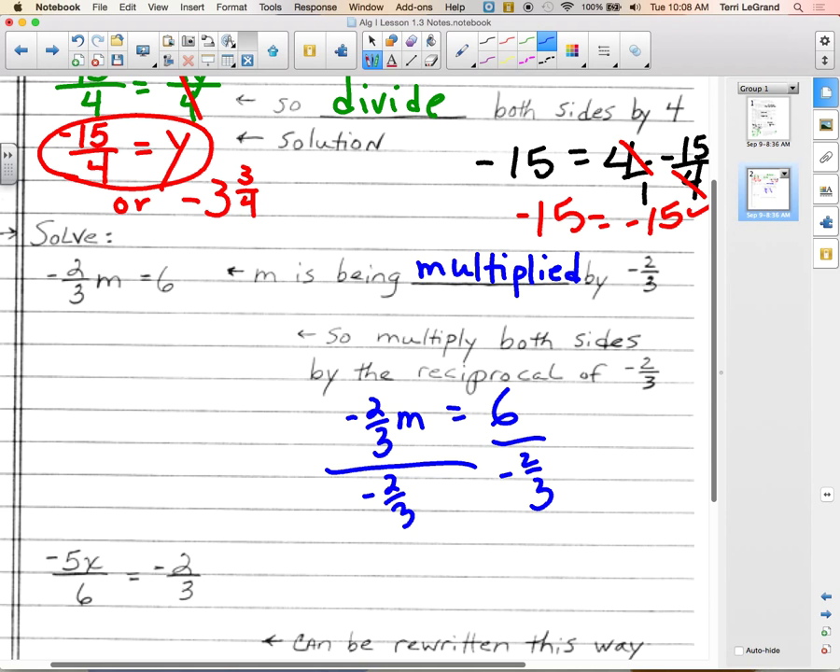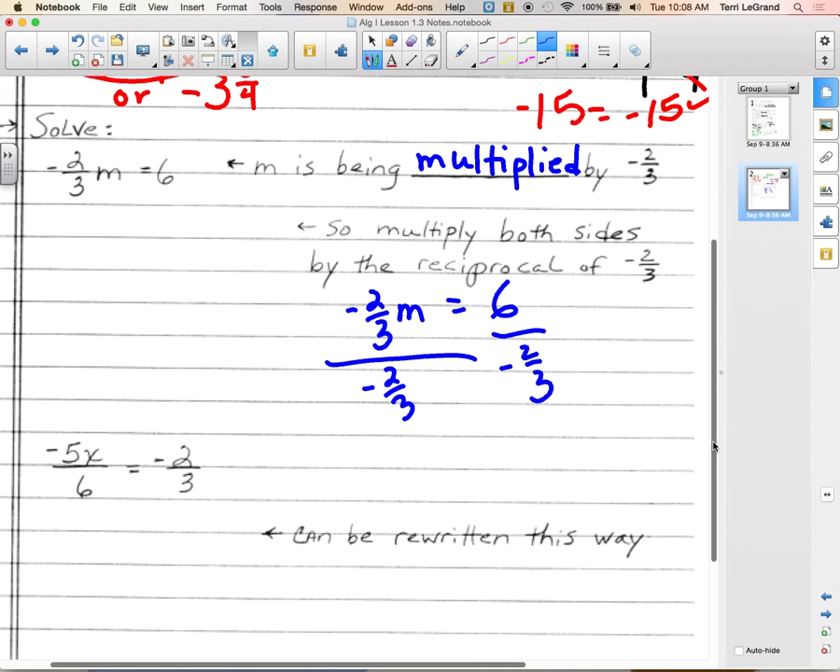So, if you can divide nicely, in other words, if it goes like this, I'm just going to do this side over here, the 6 divided by negative 2/3. 6 divided by negative 2/3. Okay, if you can divide nicely, go ahead, go for it.